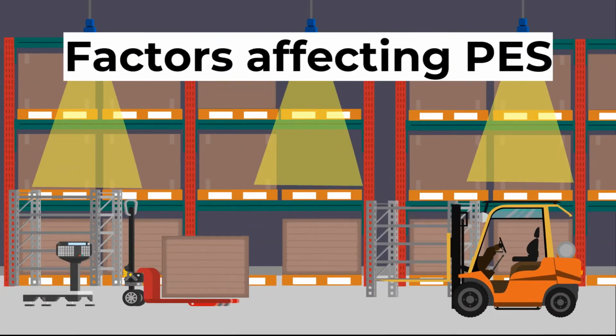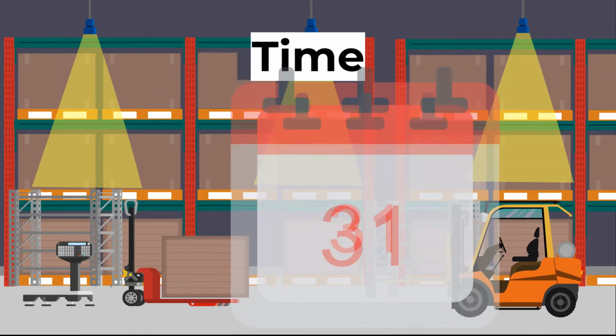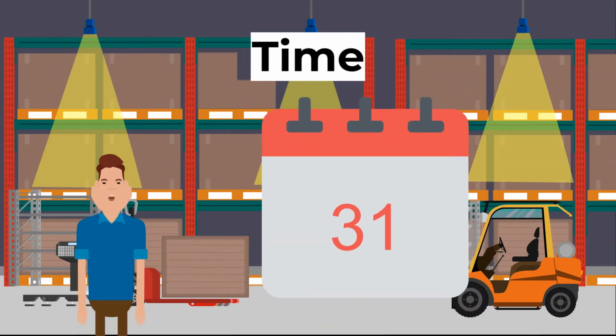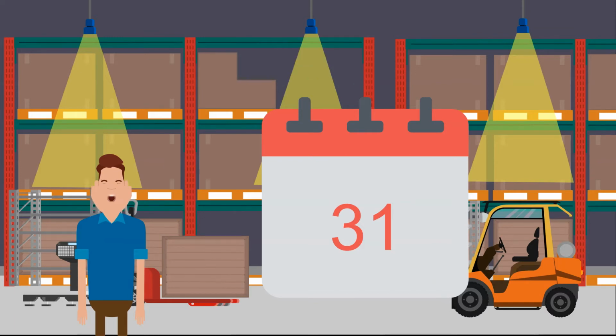What are the factors affecting PES? 1. Time. This will have an impact on the amount of a good that can be supplied at any price. In the immediate term, no matter how high the price is, a supplier can only sell the amount of product they have, so the supply is perfectly inelastic. In economics, the short term is the period of time when at least one factor of production is fixed, and the long term is when all factors of production are variable.